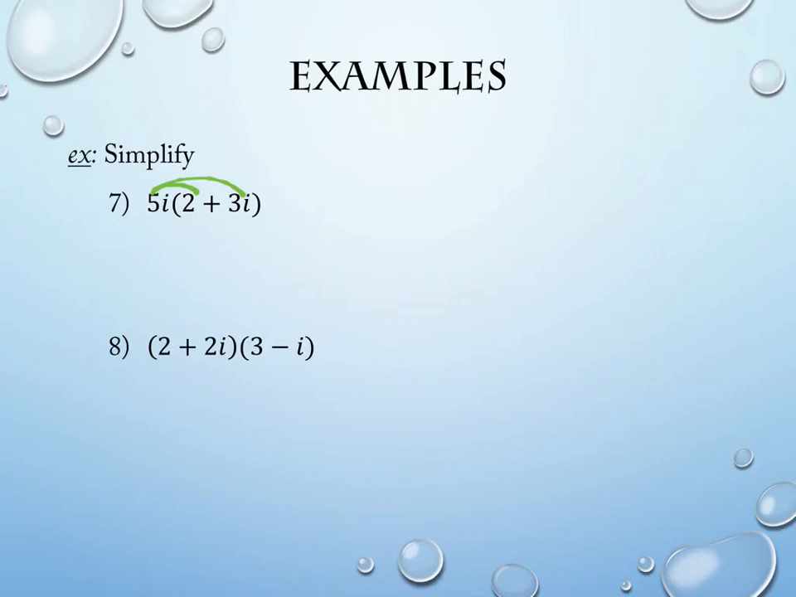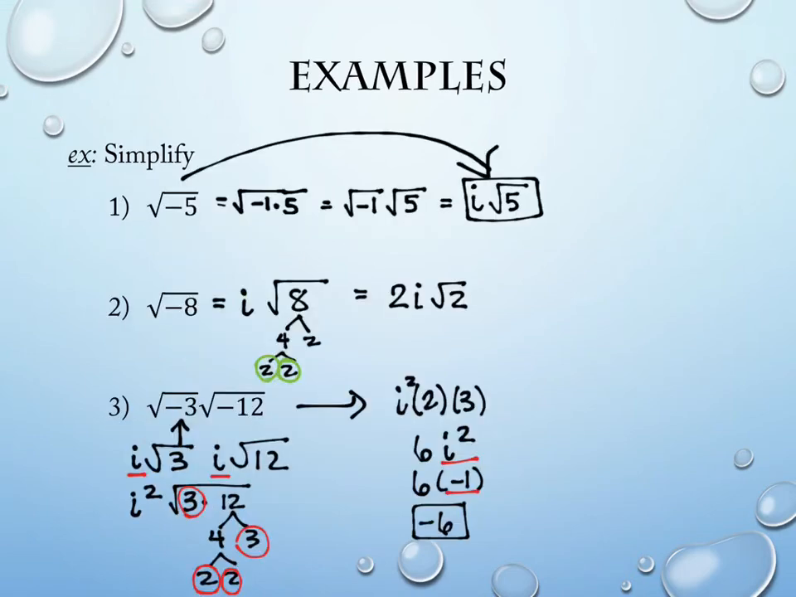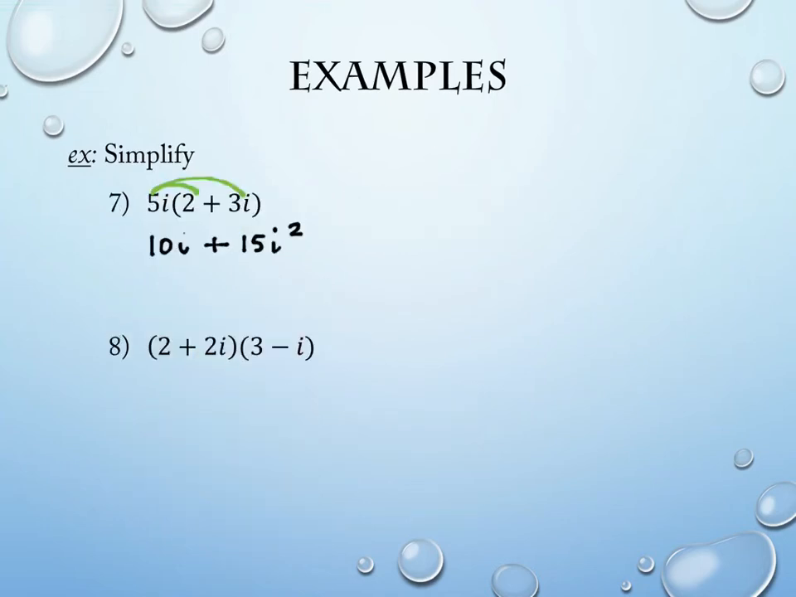So I have 5i times 2, so that's 10i, plus, and then I have 5i times 3i, so that's 15i squared. Now again, the caveat that we found out on an earlier problem, which one was it? Let's see. On problem number 3 is that when I get an i squared, it equals negative 1. So this is 10i plus 15 times negative 1, or 10i minus 15.